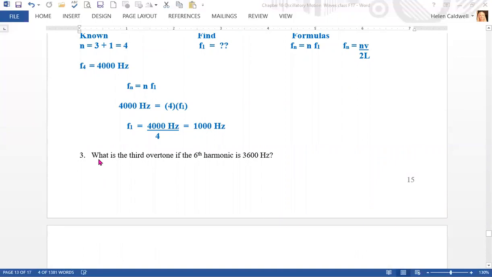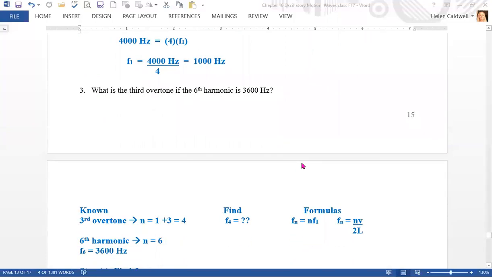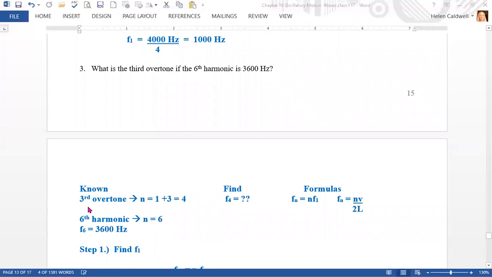Now we'll get even trickier. What's the third overtone if the sixth harmonic is 3,600 hertz? Third overtone, if we know that the sixth harmonic is 3,600 hertz. So what do we know? We know that third overtone means n is going to be 1 plus 3, or 4. So we're trying to find F4. We've got the sixth harmonic. Sixth harmonic tells us that n is equal to 6, and we know that F6 is equal to 3,600 hertz.